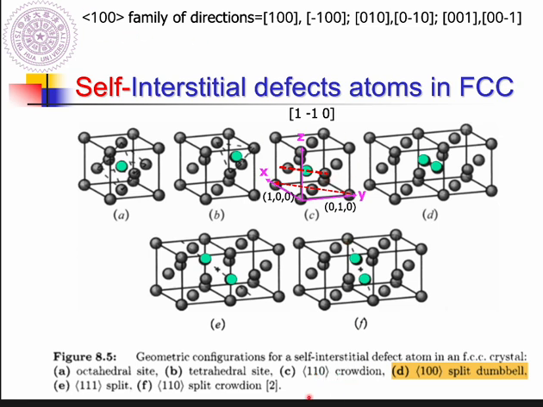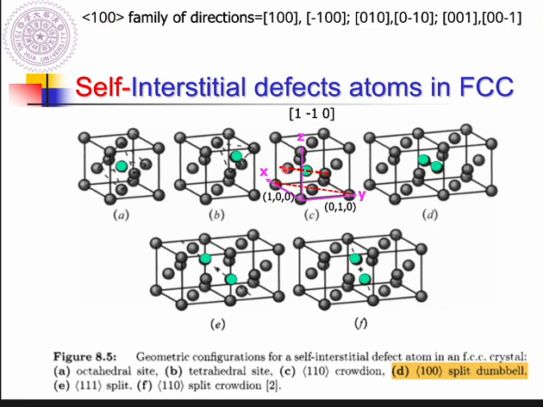Regarding the family part, you learned that 100, using this symbol, we call a family of directions, which includes 100, -100, 010 or 0,-1,0, and 001 or 00-1.